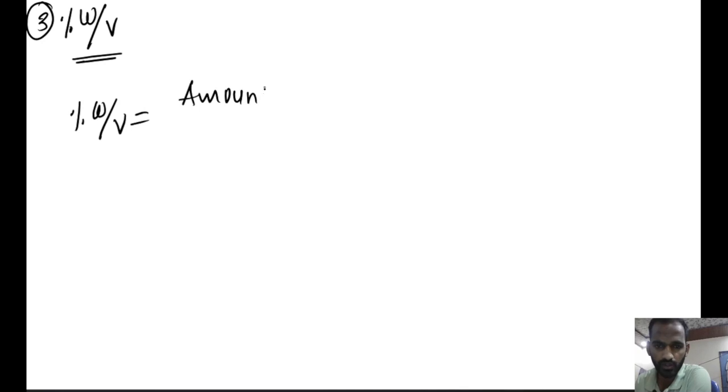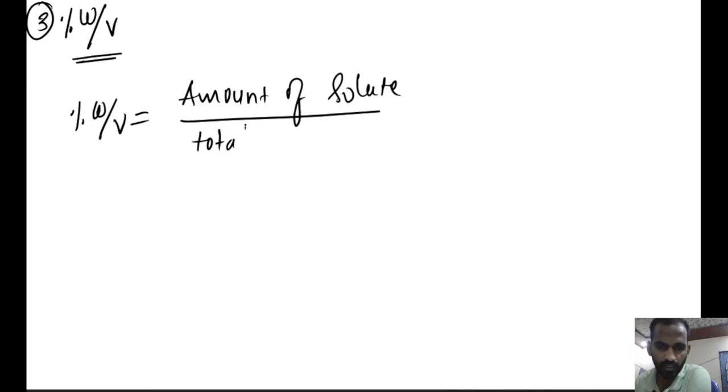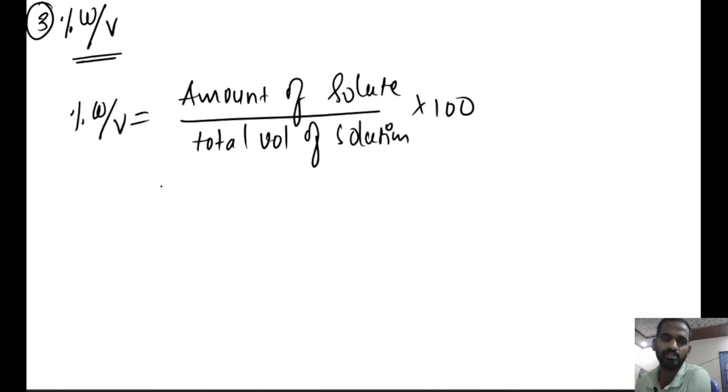Next, one more term will be there, that is weight by volume percentage. Here one will be taken in gram and the other in volume, that is in ml. So W by V percentage equals amount of solute present in the total volume of solution, into 100. This is called W by V percentage.